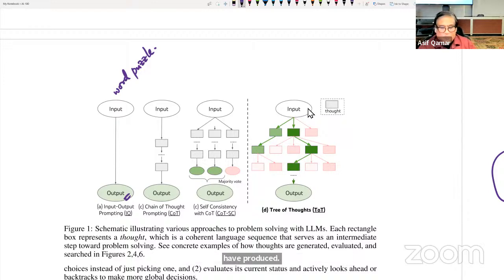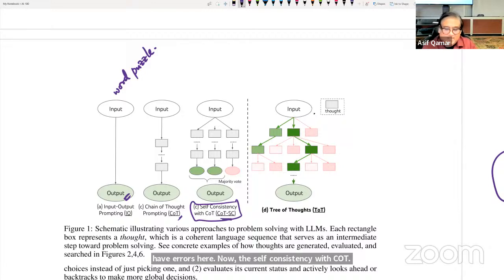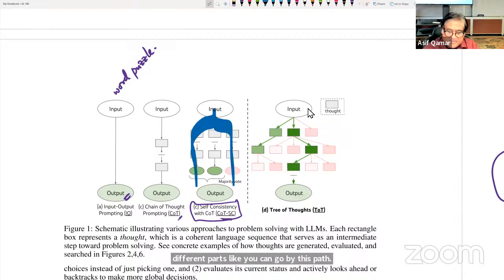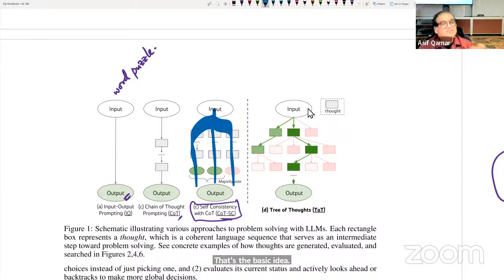And so you may still have errors here. Now, the self-consistency with COT, that's why it's written COT SC, it just says take different paths, like you can go by this path, this path, or this path, any one of the complete paths. At the end of it, take the majority vote. That's the basic idea, and empirically, it turns out that it does work.